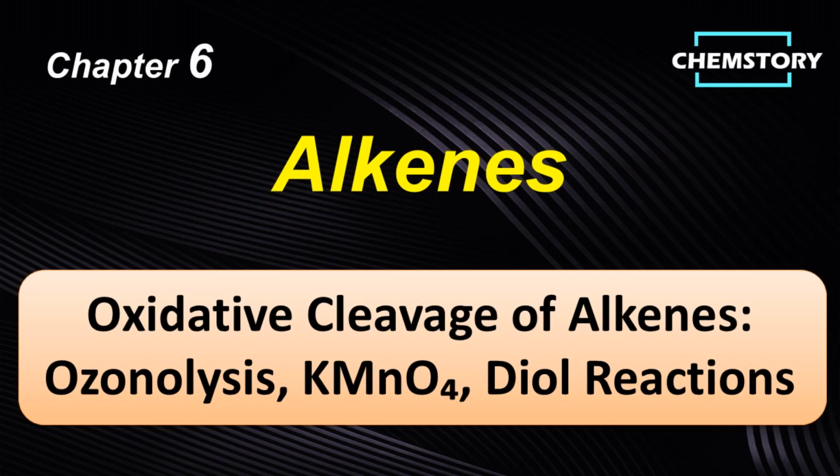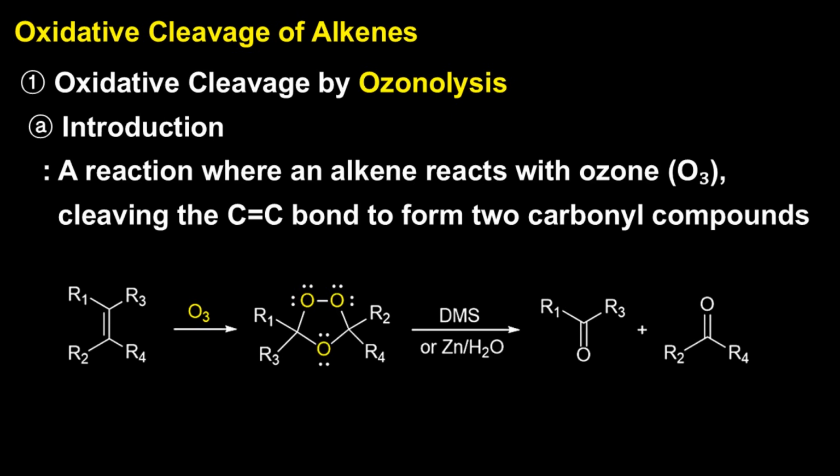Let's start with ozonolysis and break down how this reaction works. Ozonolysis is a reaction where an alkene reacts with ozone, and that breaks the double bond right down the middle. The result? Two carbonyl compounds, usually aldehydes or ketones.